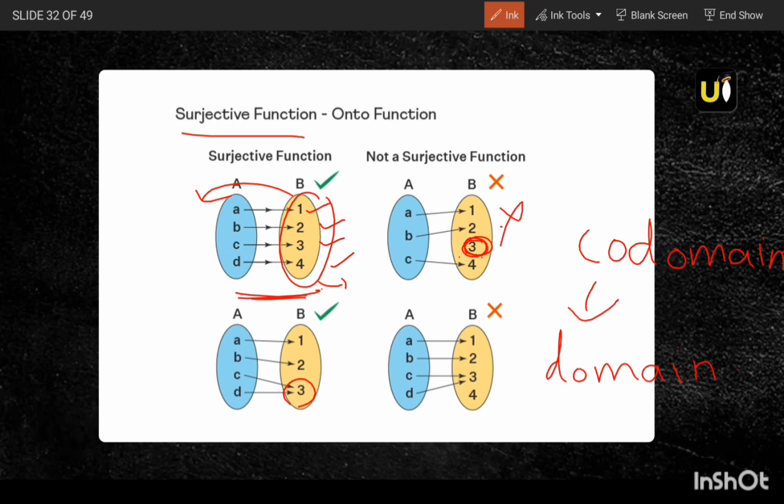It is not necessary that only one element should be mapped to one element in the codomain. Here, see, there are two elements mapped to 3. Even this is considered, but there must be at least one element from the domain set mapped to every element of the codomain set. Then that is considered as a surjective function.